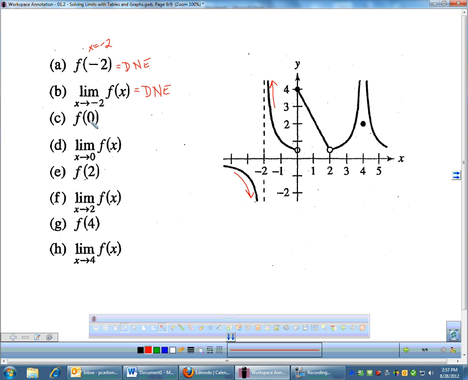How about f of 0? Now I'm looking for when x equals 0. So here's when x equals 0. I need to find my point. There's an open circle that doesn't count. Here's the filled-in circle up here. f of 0 is 4.